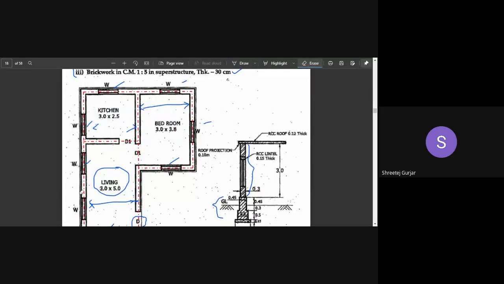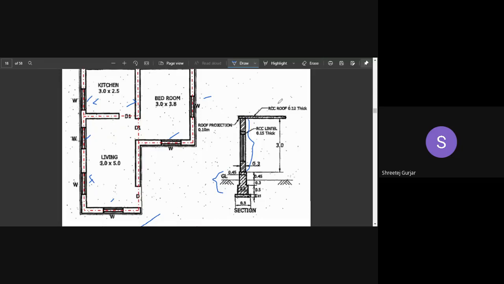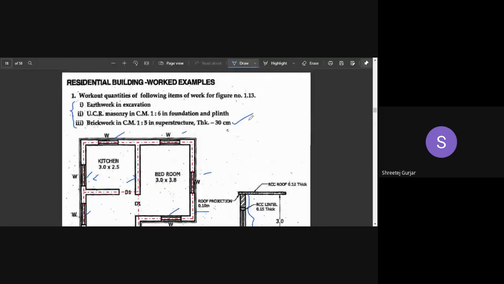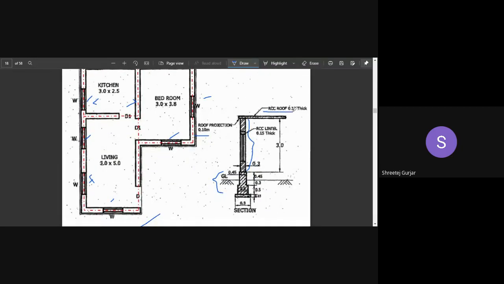So moving on to the cross section, let me just explain the cross section. You can see you have an RCC roof which is 12 centimeters in thickness, that is 0.12 meter thick, and you have a projection of roof that is 0.1. We will not deal with this calculation because in the numerical they have not asked us to calculate the RCC work. So we will not be dealing with this RCC roof.